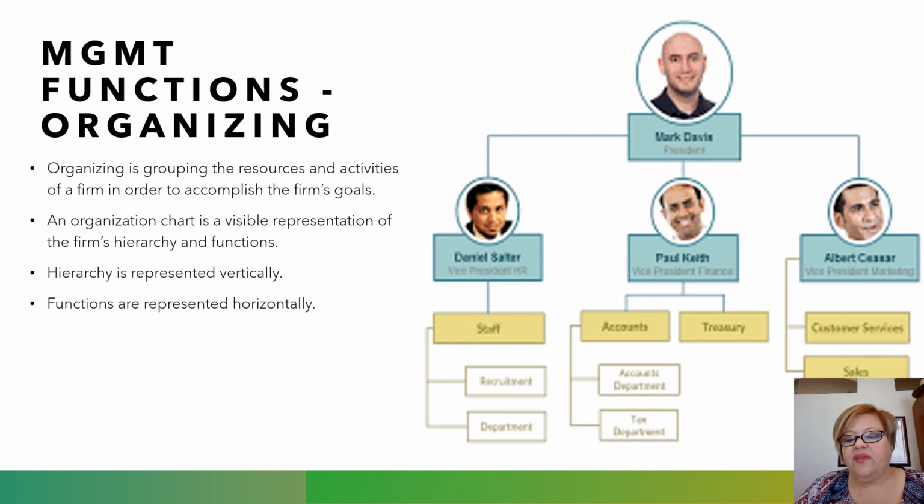All right, so video 2 in our management series, we are talking about the 4 functions of management. We talked about the planning function in the last video, and so we're going to continue on with the other 3 functions of management here in this video. So the next function of management is to organize the resources of the firm.